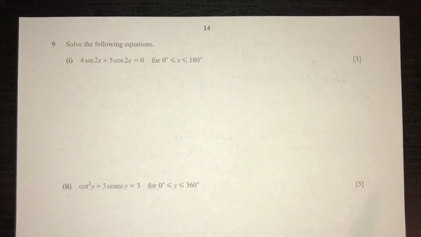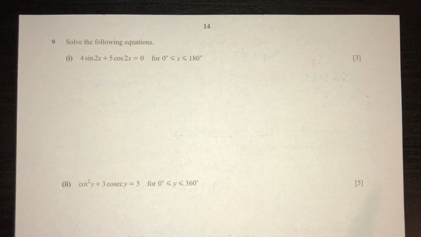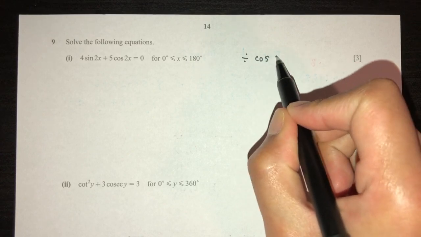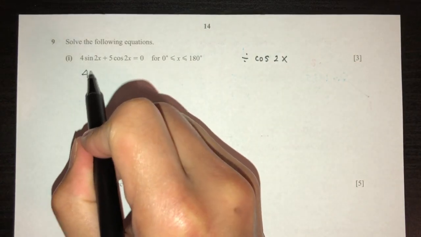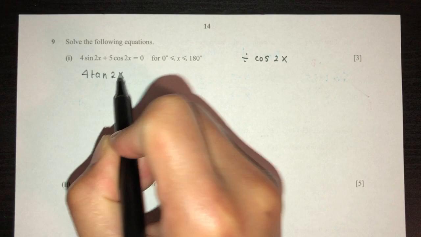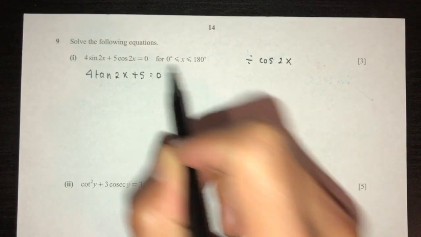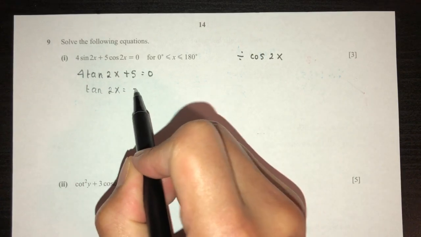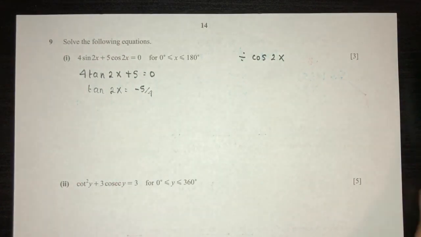Okay, let's move on to question number 9. So we have to solve the equation. Let's do one by one. So here we have an equation for sine and cos. So whenever you have this, you have to just divide by cos 2x. You will have 4 tan 2x plus 5 is equal to 0. So tan 2x is equal to minus 5 divided by 4.